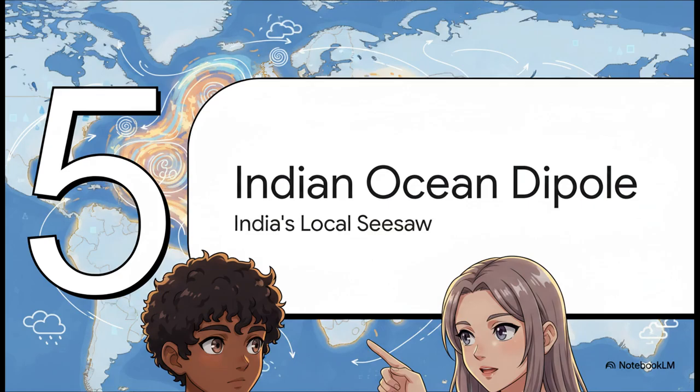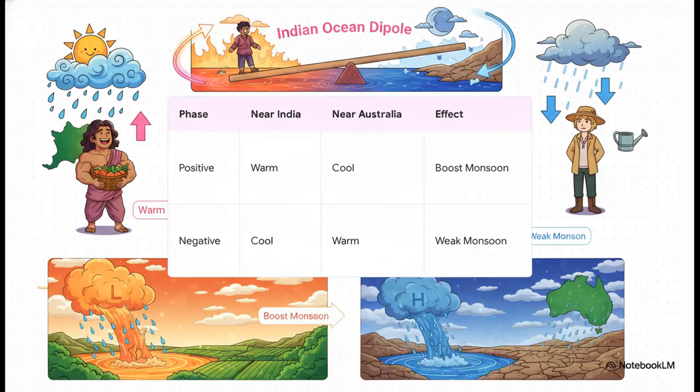All right, moving to Section 5, the Indian Ocean Dipole. Okay, we've mastered the Pacific, but there's a whole other phenomenon happening right in India's backyard. This is the Indian Ocean Dipole, or IOD. Now, dipole simply means two poles. The Indian Ocean essentially has its own localized seesaw of water temperatures, with one side near India and Africa and the other near Australia. It works on incredibly simple logic.